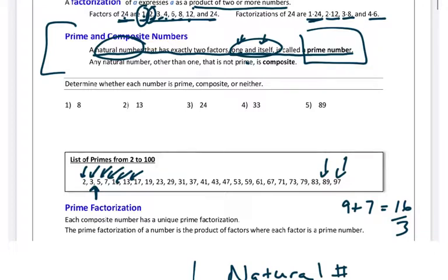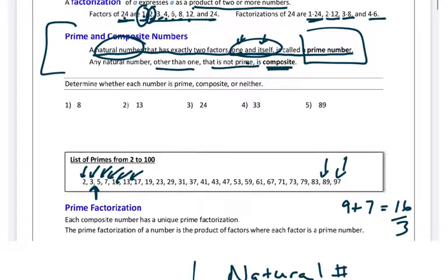Now, if a number is not prime, we call it composite. If we're talking about natural numbers, outside of 1, if it's not prime, then it's composite. So notice 1 is neither prime nor composite. And 0 is not even part of the list, because 0 is not a natural number.